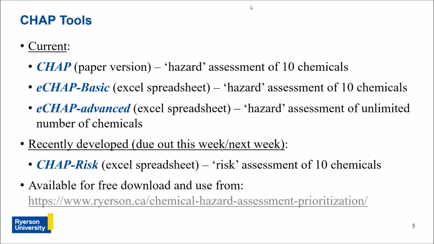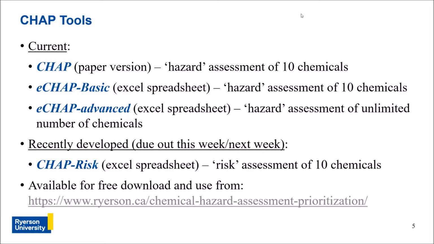Once we went out and trialed that in workplaces, the feedback was, well, that's great to do a hazard assessment, but it'd be great to extend this to a risk assessment. And that's where the CHAP risk tool idea came from, and we were able to get funding from WorkSafe BC to develop that. This tool is finished, and we're just in the process of updating our website to make it available.